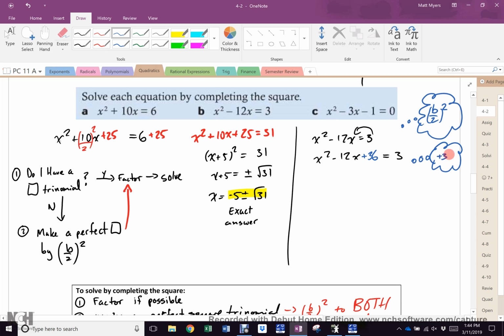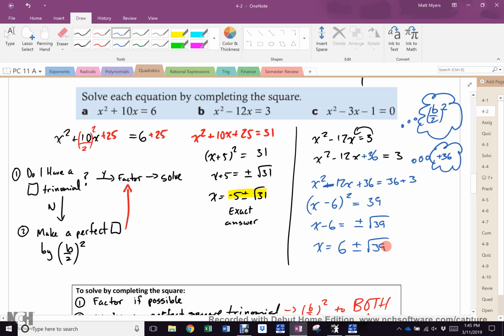I've got to add the 36 to both sides, or what's going to be screwed up? My equality is screwed up and it's no longer equal. So what do I get here? I get x squared minus 12x plus 36 equals 36 plus 3. (x minus 6) squared equals 39. X minus 6 equals plus or minus root 39. X equals 6 plus or minus root 39.